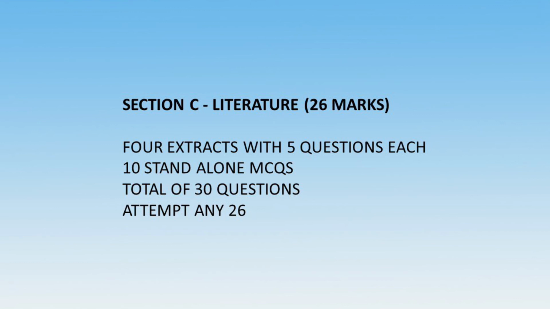So now let's look at the last section, that is the literature section, where you will have to answer 26 questions out of 30. So here also you will have paragraphs from which questions will be asked. There will be 4 paragraphs from either poetry or prose, and 5 MCQs from each. So totally 20 questions to be answered, and then 10 standalone MCQs. So totally there will be 30 MCQs altogether, from which you need to answer only any 26. Okay, so questions from 31 to 60 are in the literature section.